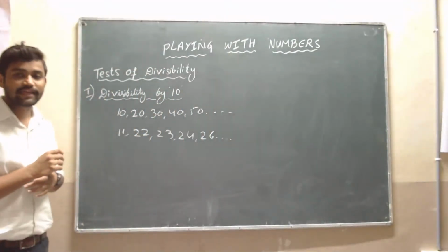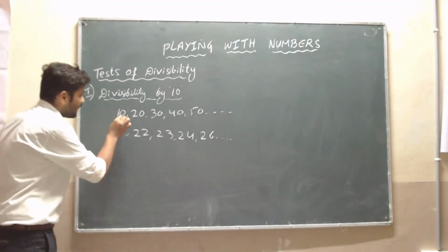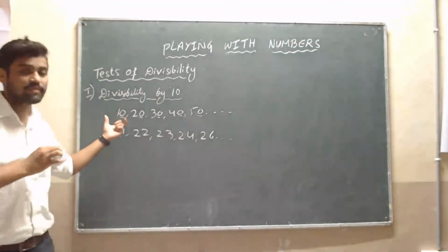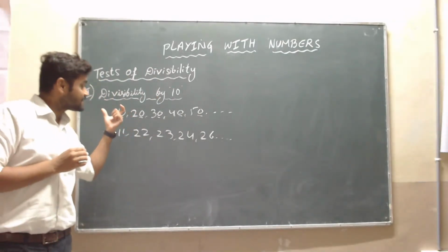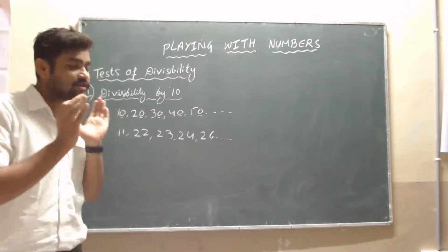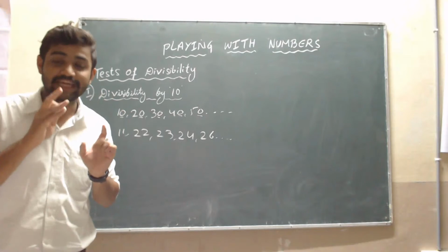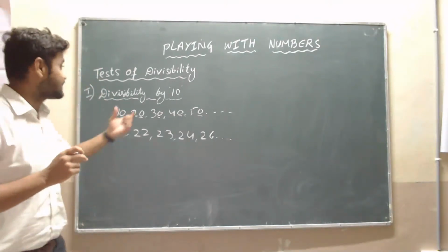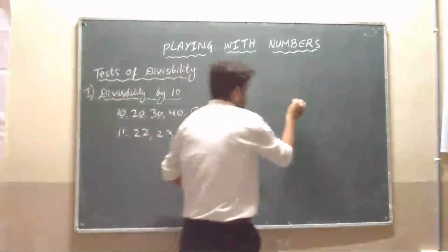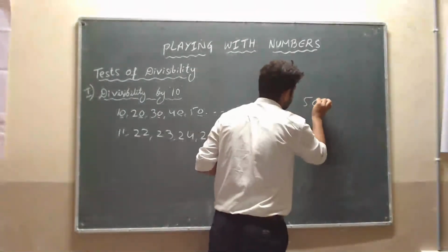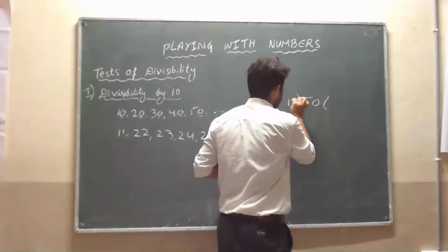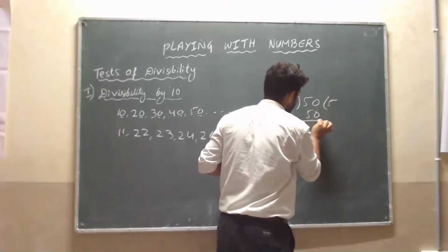Now we can conclude that at the ones place there is a 0. Any number which ends with 0, whose units place is 0, we can easily say is divisible by 10. For example, take 50. 50 is divisible by 10. 10 fives are 50. The remainder is 0.